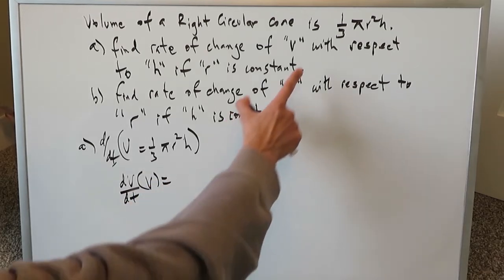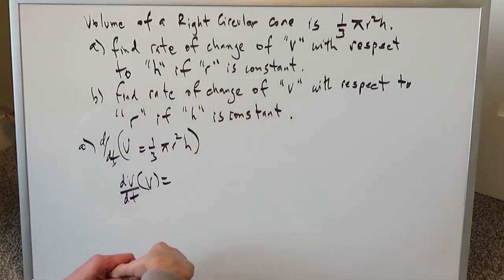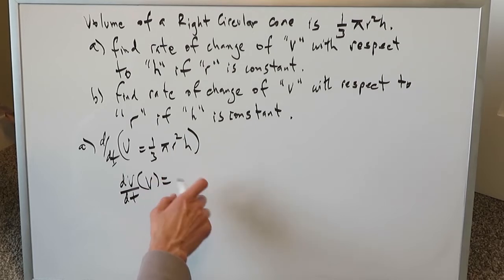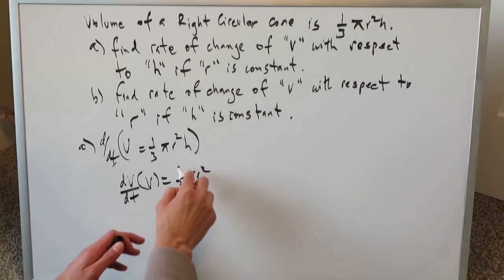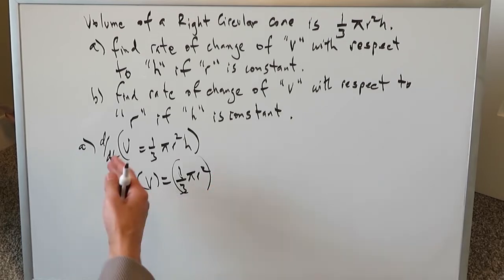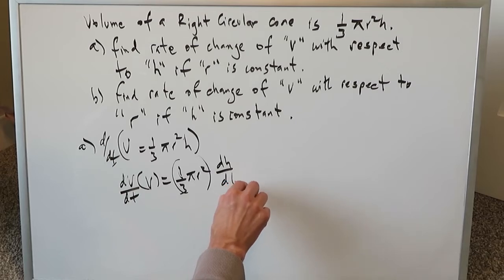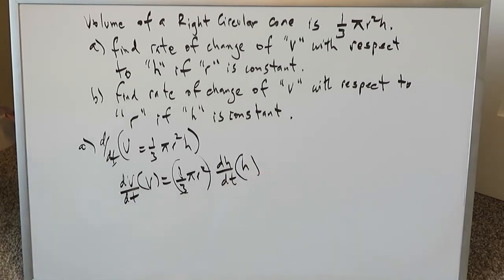now you have to read this carefully, with respect to the height if radius is kept constant. We know 1 over 3 is a constant, pi is a constant, but now the radius is constant, so we can do 1 over 3 pi r squared. This right here is a constant or a coefficient which I have pushed outside of my derivative. Now I'm doing the height change with respect to time of this height component. You see that, right?